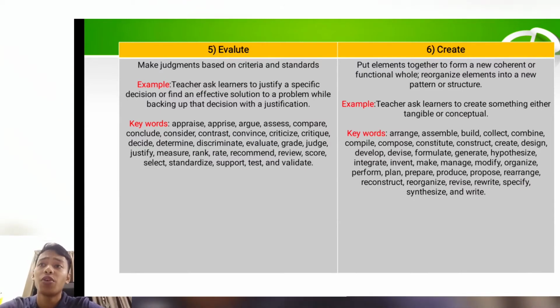Okay, the keywords for create are arrange, assemble, collect, combine, compile, create, design, and many more, as you can see on this slide.